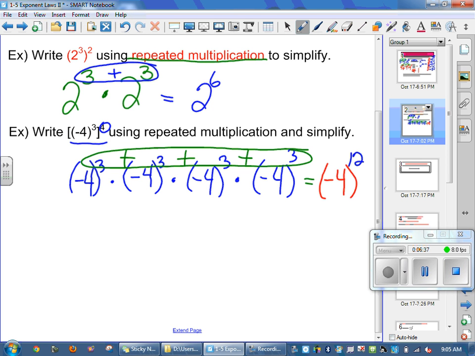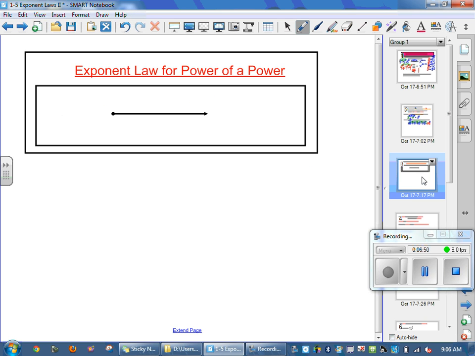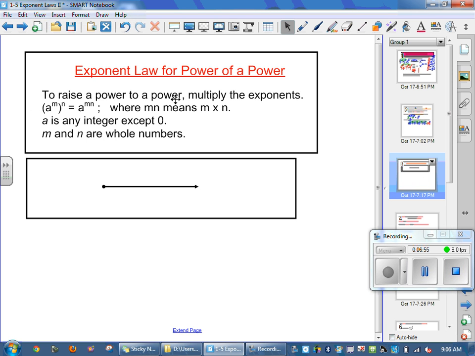And you can also just multiply them. That's what we're finding as our pattern, absolutely. That's just a nice little shortcut. So that's what we're going to write down for our power of a power law. Power of a power law says, to raise a power to a power, you multiply the exponents. And it's got our example here: a to the m in brackets with an n outside of brackets gives me a to the m n.